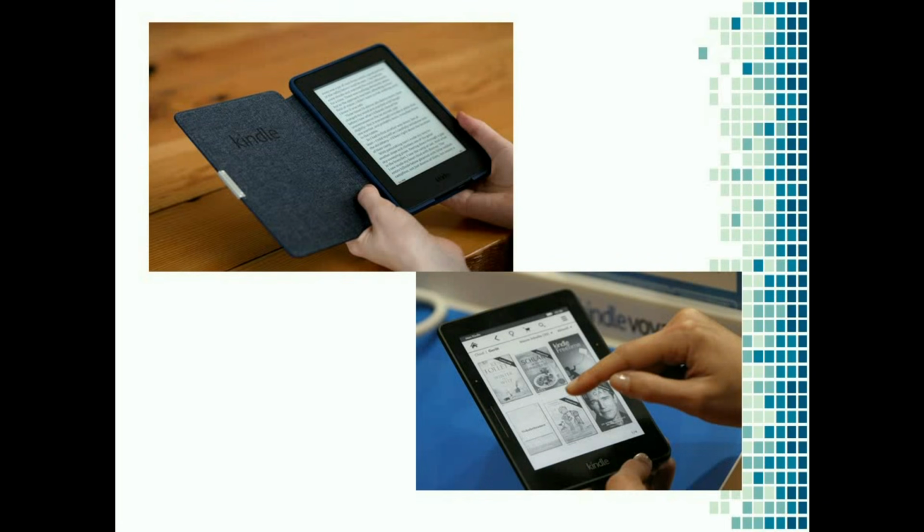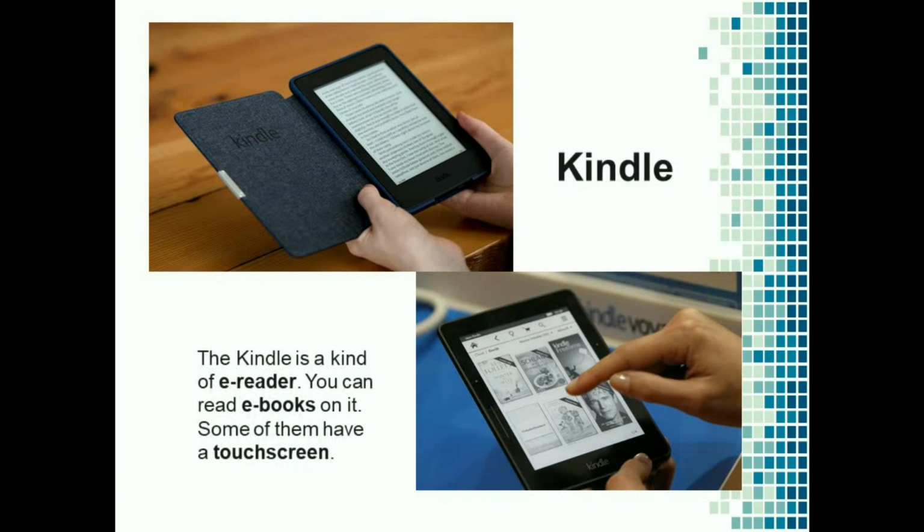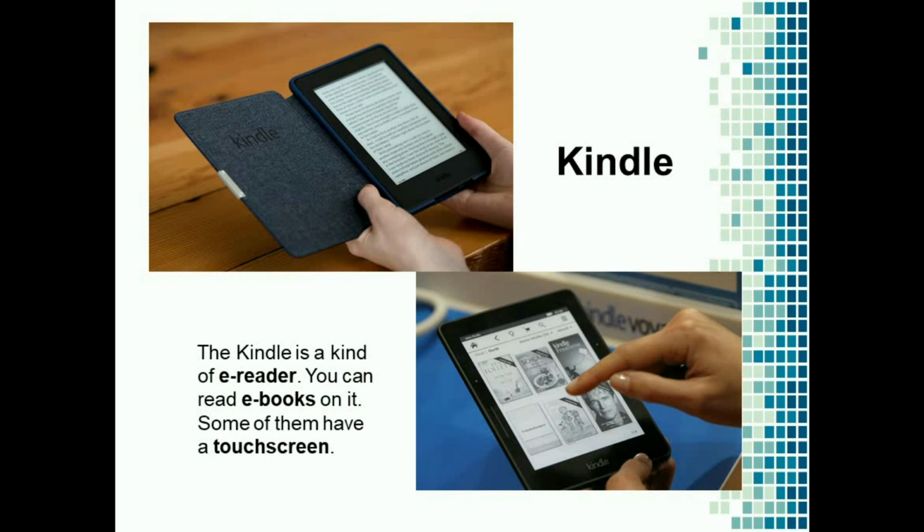Next, what can you see in these two images? Well, we can see that these are Kindles. This is a kind of e-book reader or e-reader. We can use these to read digital books. Some of them have a touch screen. That means a screen you can use by pressing it with your finger.